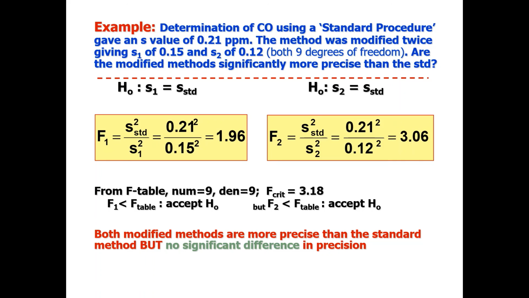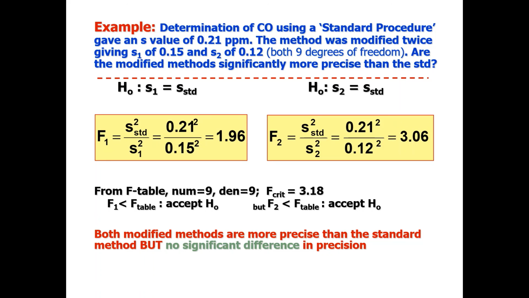Again, let's repeat with another experiment. It says that the determination of CO using the standard procedure has a value of 0.21. And then the method was modified and improved, which gives a better precision, 0.15. And the second one is 0.12. So all techniques use 10 samples with 9 degrees of freedom. So the question arises, is there any difference in precision? Yes. The modified techniques are much better. But are the modified methods significantly more precise? That's the question. Is it significantly more precise than the standard method?